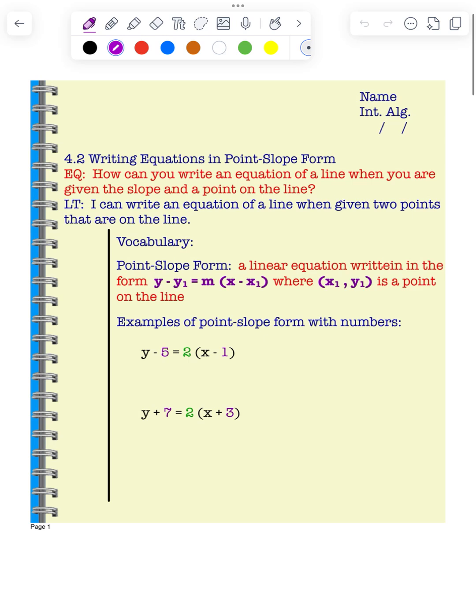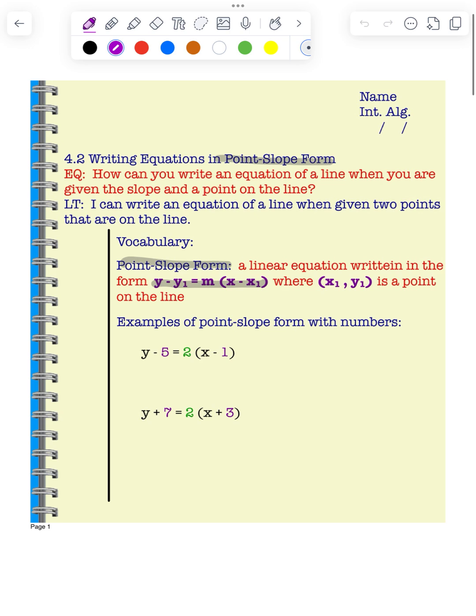Hello, algebra students. Today you are going to learn the form of an equation called point-slope form. So far we've learned slope-intercept form, y equals mx plus b, and standard form, ax plus by equals c. Today we're going to learn a form, point-slope form, where we have y minus a y point equals m. M still stands for slope, and then x minus an x point. Y and x are the variables. They're going to stay just like normal linear equations.